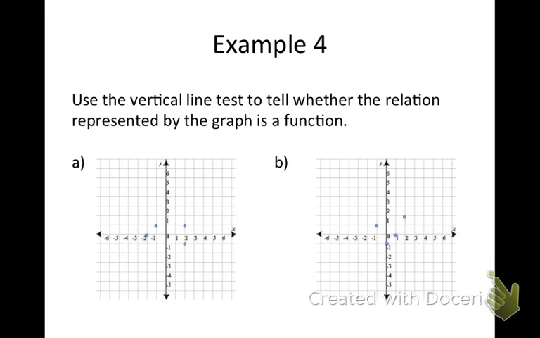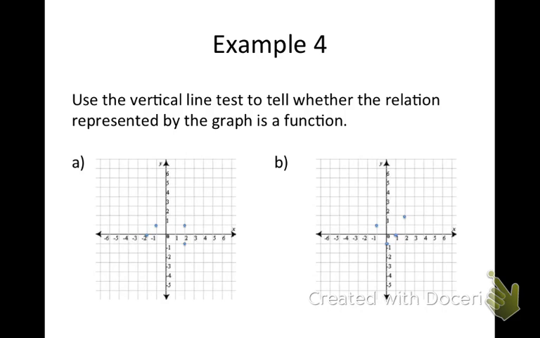And finally, I just want to show you how to use the vertical line test to tell whether a relation represented by the graph is a function. So we already talked about the fact that to be a function, it's paired with exactly 1 output. So a couple things we could do. We could list the ordered pairs. So hopefully you can see that we have -2, 0, -1, 1, 2, 1, and 2, -1.